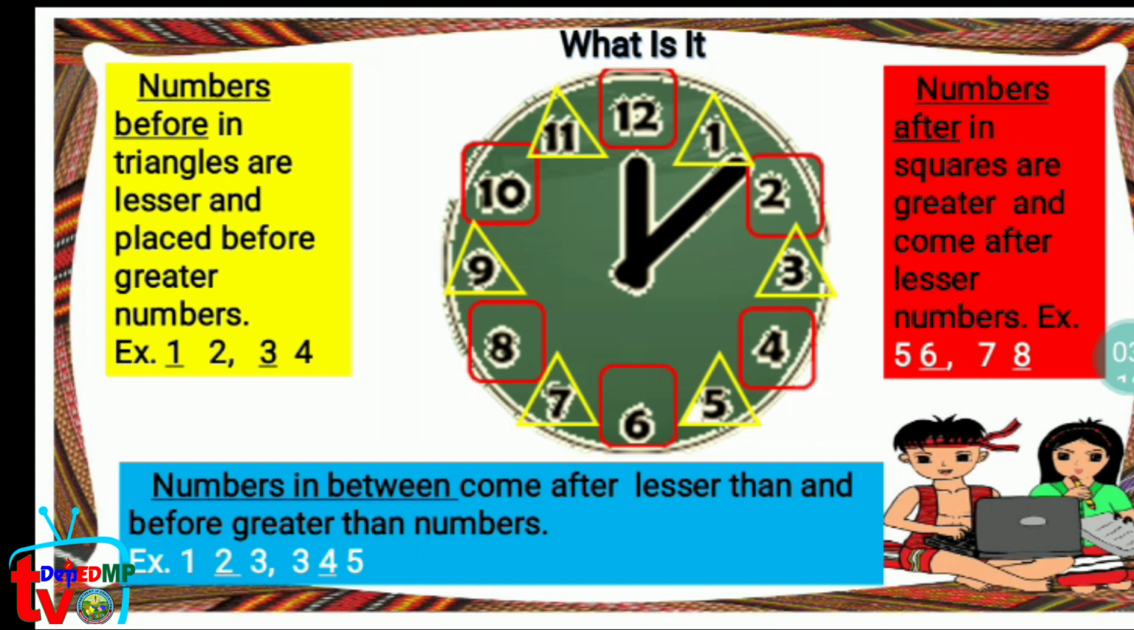Numbers in between come after lesser numbers and before greater numbers. Example, 2 comes in between 1 and 3. 4 comes in between 3 and 5. Did you understand our lesson?